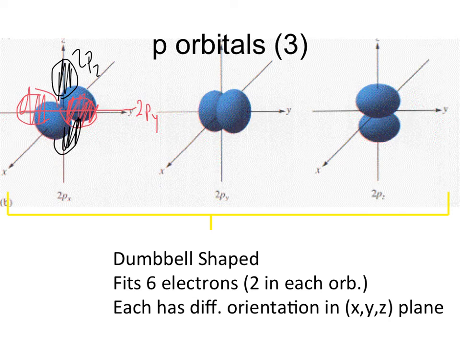And this type of stuff is going to be important when we talk about bonding in a couple of chapters from now. Double bonding, triple bonding. The orientation of these types of orbitals is really going to matter. So we'll talk about that more specifically later.